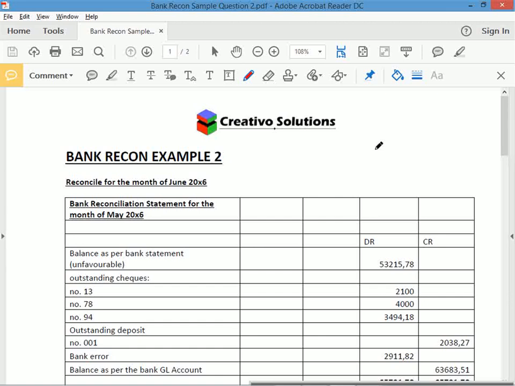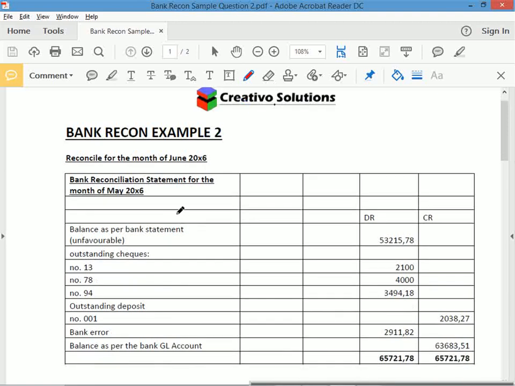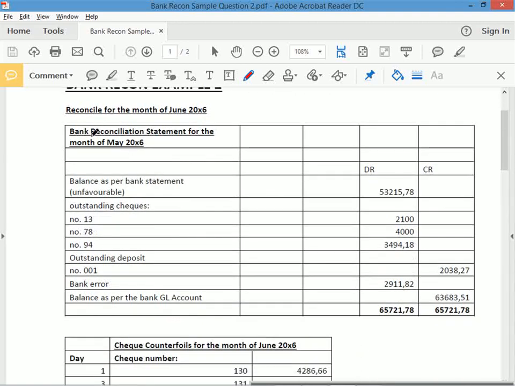When looking at a question like this, you're starting fresh. So you're literally looking at, what do I do? Do I adjust or do I reconcile? We're going to start with the bank recon. Let's interpret what we've got. I've got a bank recon statement for the month of May. The instructions are to reconcile for the month of June. That's what we're looking at. So if I'm looking at the month of June, I need information relating to June.